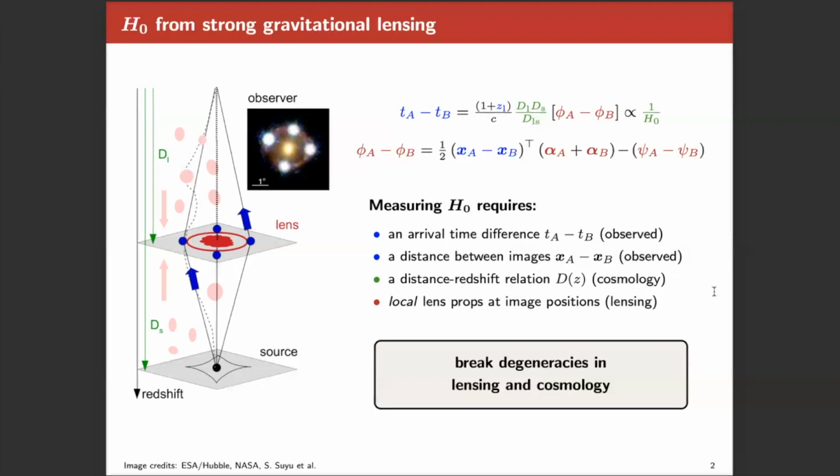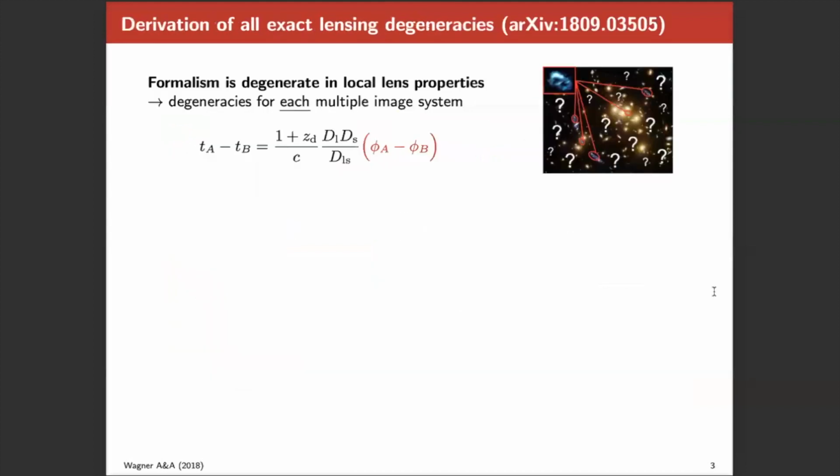And this is why I first want to discuss now all the degeneracies that can occur before we can find ways to break them. The first class of degeneracies contains the degeneracies in the lens plane. Here, the formalism is degenerate in the local lens properties, meaning that each of these degeneracies that I show you are applicable to the multiple image systems individually. And they only constrain lensing properties at their multiple image positions.